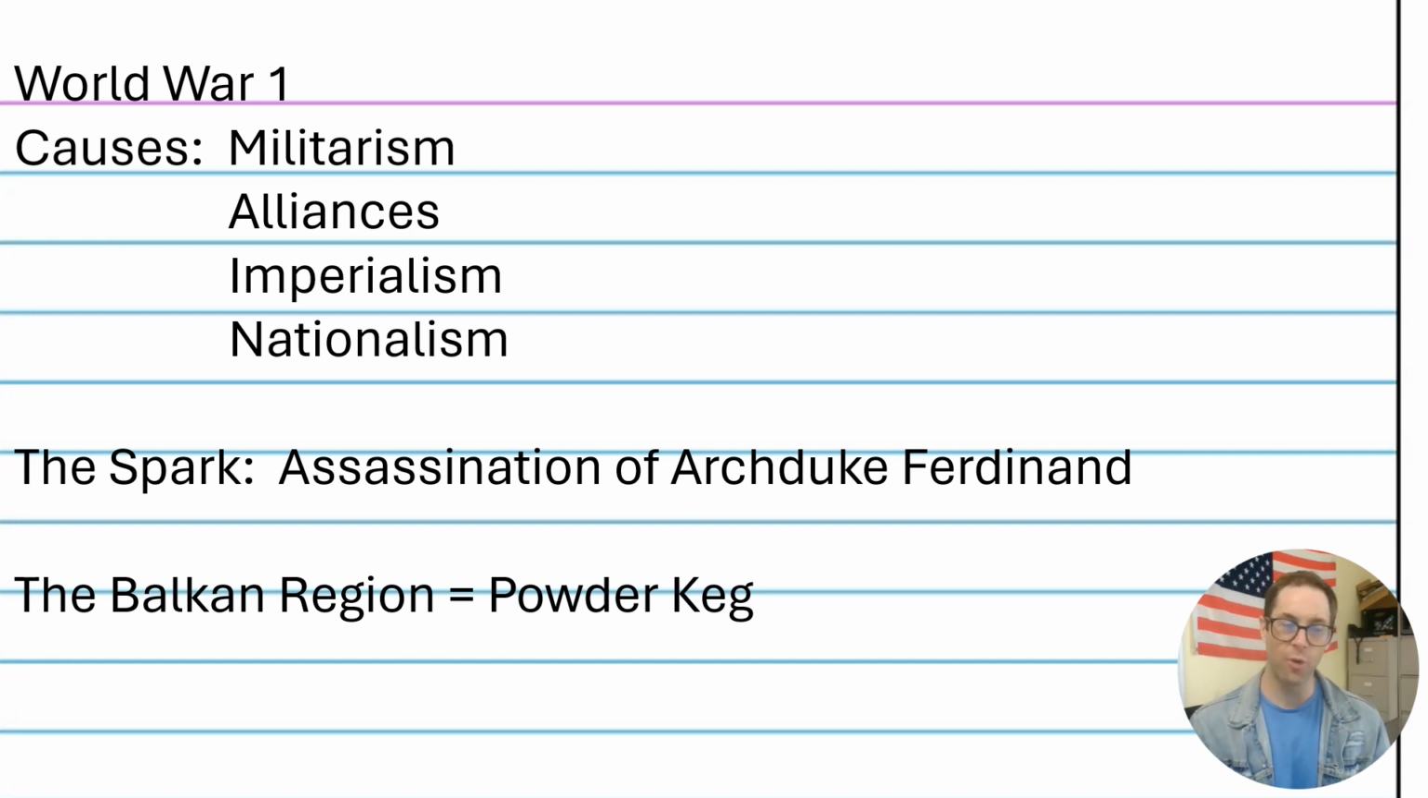Now, World War I does have an event that's considered the spark. Once it happened, we were in the event, and that is the assassination of Archduke Ferdinand. And this happened in the Balkan regions of Europe, just like the cartoon we saw. It was called the powder keg because it was ready to explode.